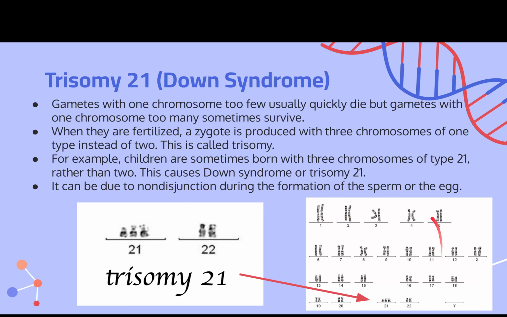So trisomy 21, as this is a karyogram, we can see that in the 21st position, there's three chromosomes instead of the two that there should be. So, for example, children are sometimes born with three chromosomes of type 21, which causes Down syndrome. This can be due to non-disjunction during the formation of either the sperm or the egg. It does not have to be one specific one.